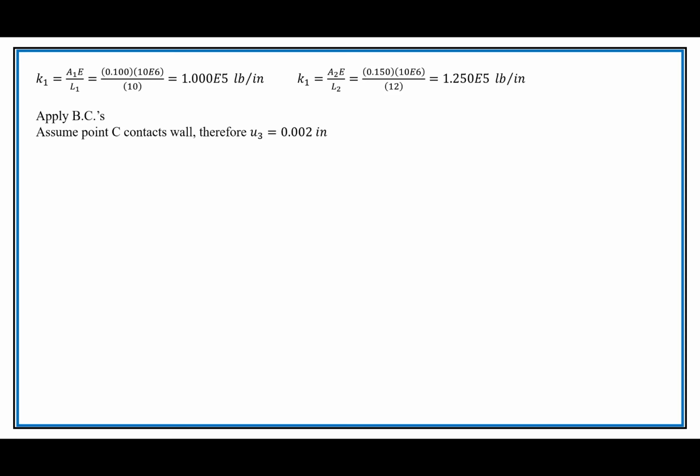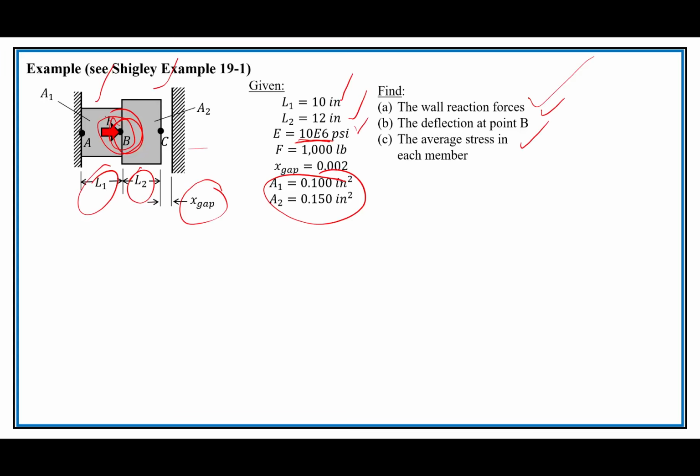I don't expect these to be the correct answer, by the way. We can make the stiffnesses AE over L for each. Each has a stiffness. We apply some boundary conditions. Well, let's make an assumption here that this closes right here, right? That right there with the 0.002, which I meant to put inches right there.